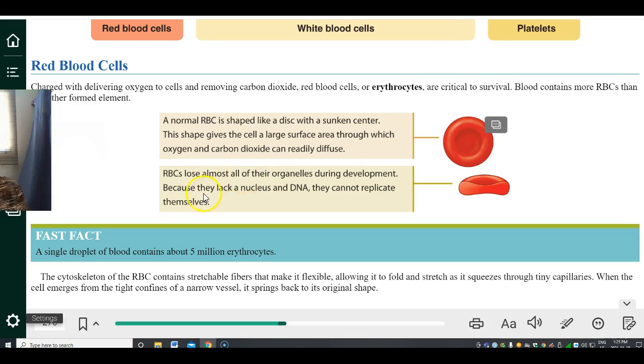Now, as the cell loses its organelles in development, it gets this indented shape, which is very important for its flexibility.